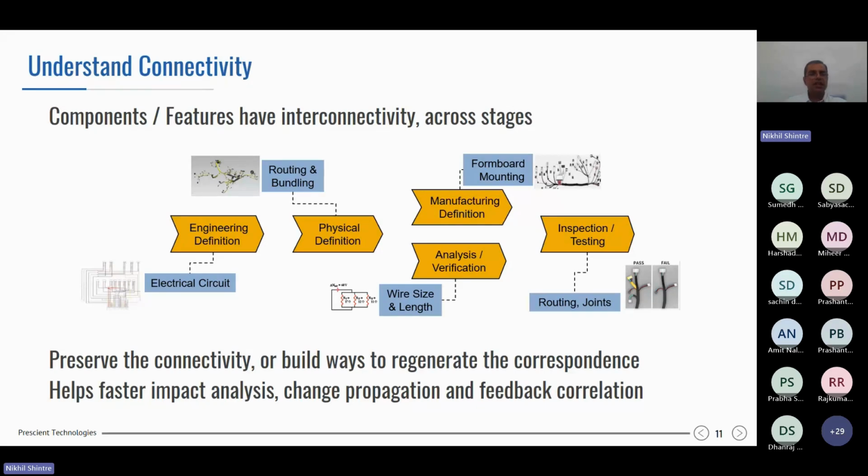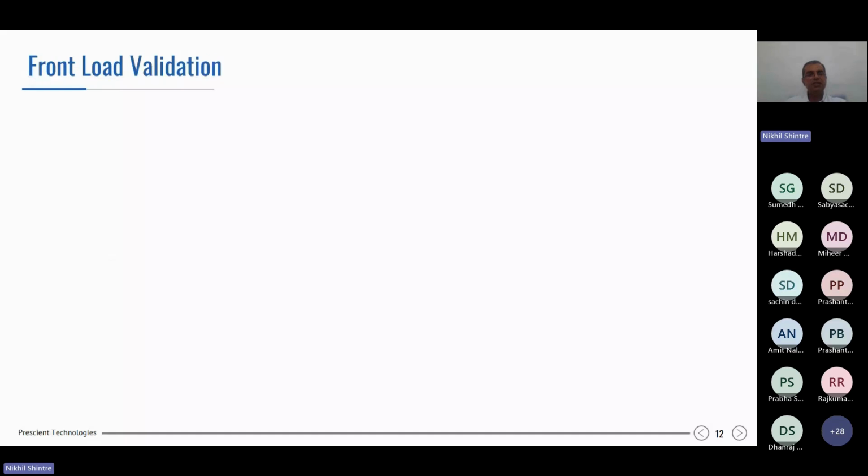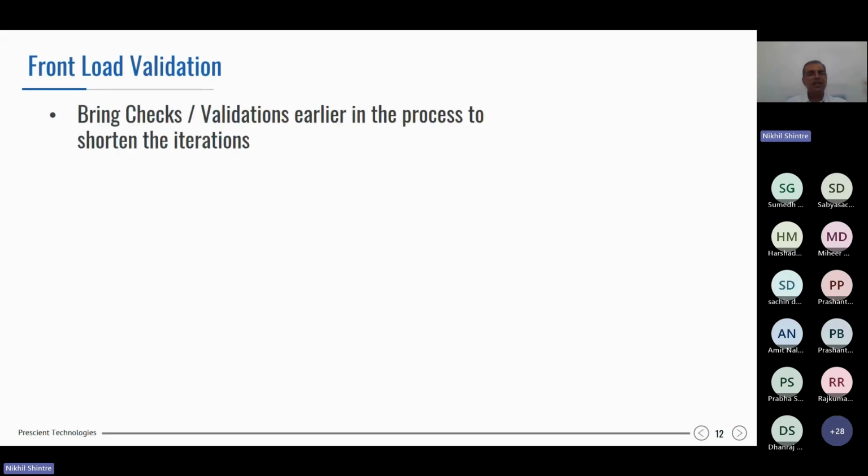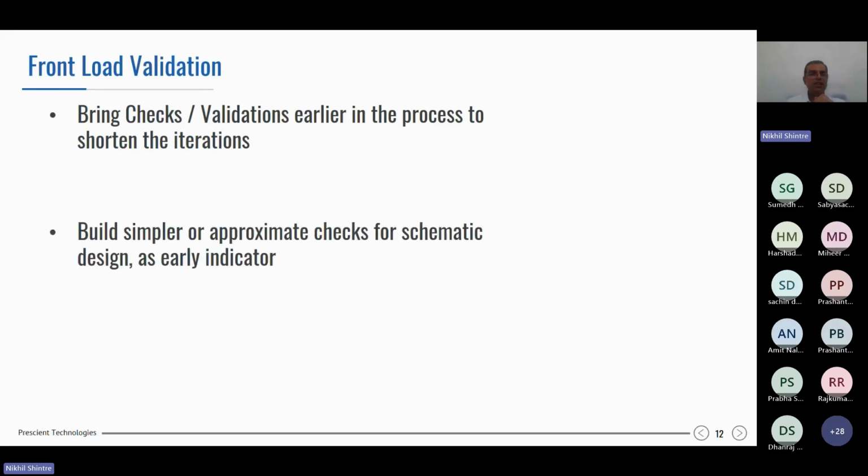Okay, so that is another idea when we talk about automation. The next one is about validations. Validations are always part of any design cycle, and most of the time the validations end up happening at the end, and then they basically create a much bigger iteration. So the idea here is to bring checks or validations earlier in the process to shorten your design iteration. And this could be done by building some simple or approximate checks for schematic design as an early indicator.